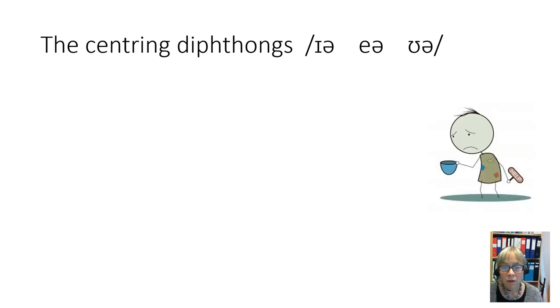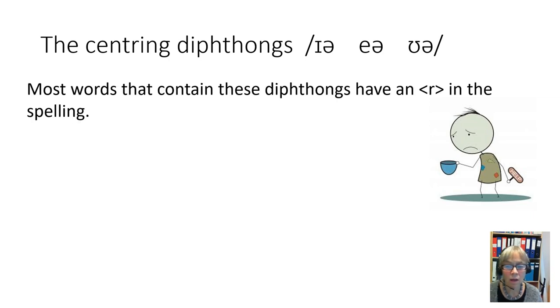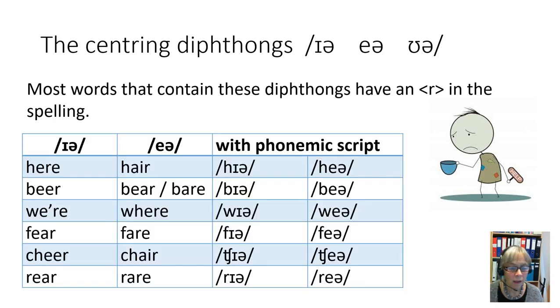Finally, the centering diphthongs. These are especially relevant for speakers of British English because those would not pronounce the R after these. There's usually an R in the spelling after these sounds. Here, hair, beer, bear, weir, where, fear, fair, cheer, chair, rear, rare. Now, whether you pronounce the R or not, that's entirely up to you.